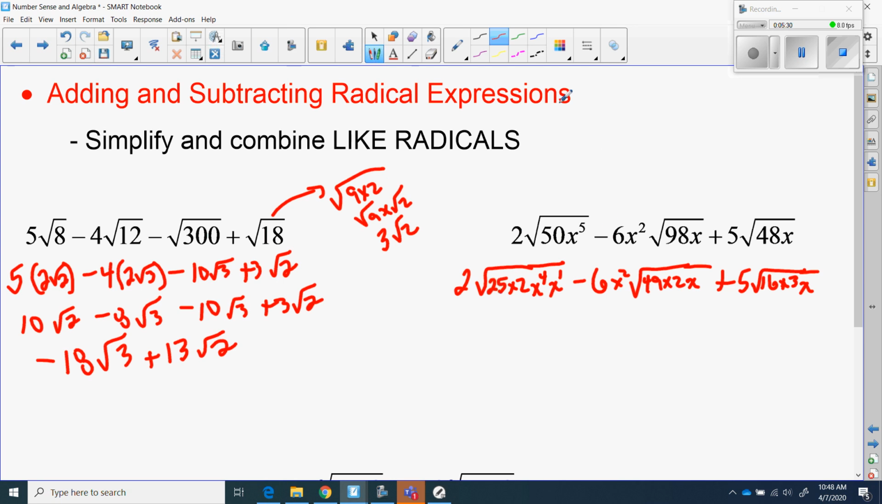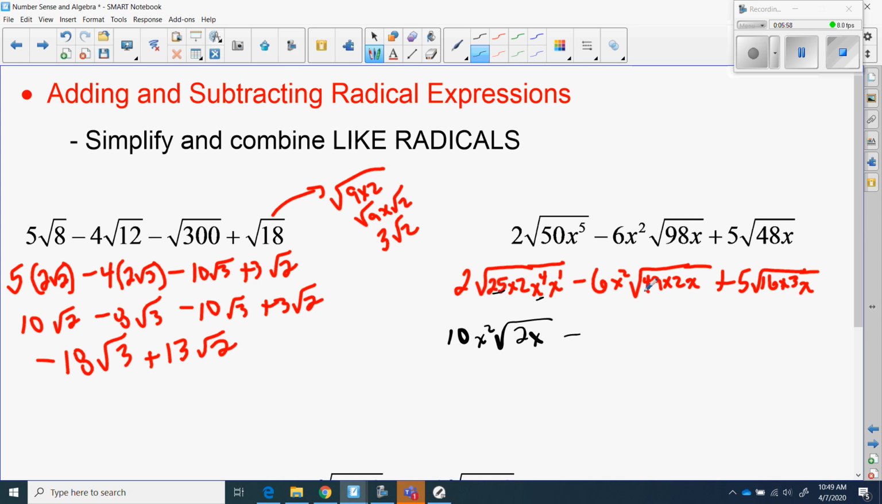Okay, so now if you look at this one, I'm just going to switch colors here. 25 is a perfect square, and x to the fourth is a perfect square. So when I take the square root of 25, I get 5. I multiply it by the 2 that's already out there. I'm going to get 10. The square root of x to the fourth is x squared. Radical 2 and the x would be still left underneath here.